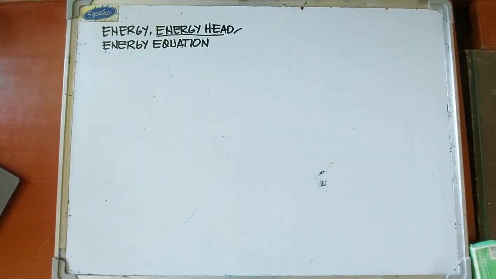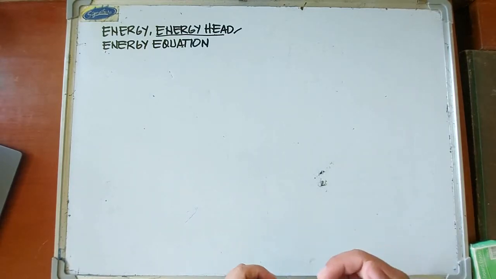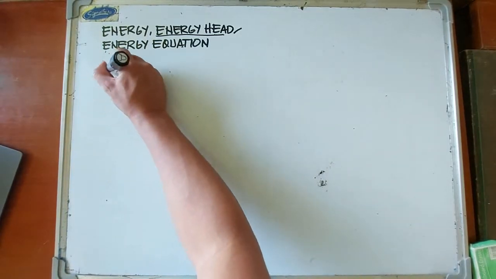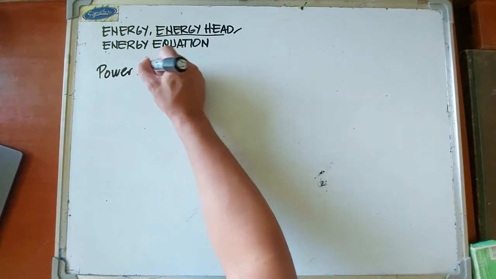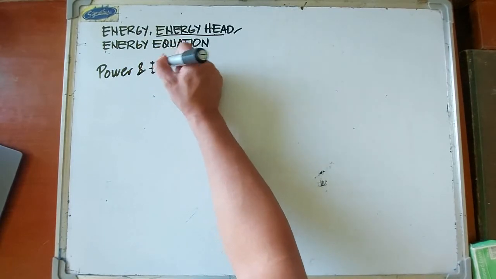Okay, hello again. This is the second part of our lecture for chapter 2, entitled Energy Head and Energy Equation. So we're done with the different derivations and concepts in terms of energy. Next would be power and efficiency.